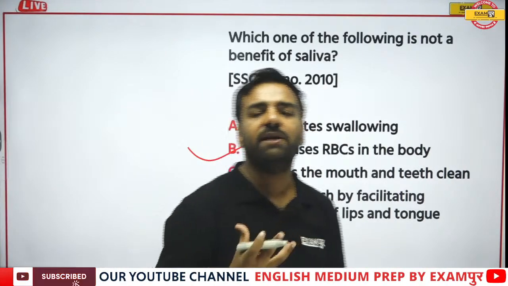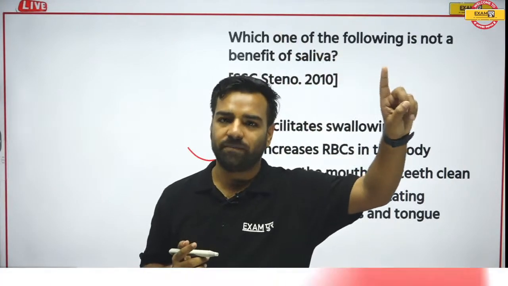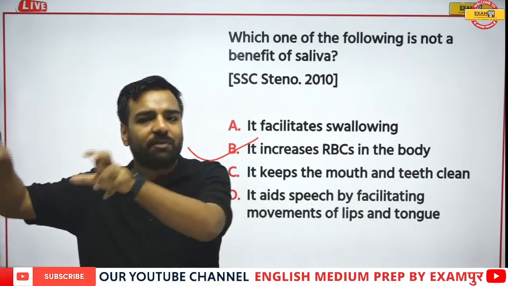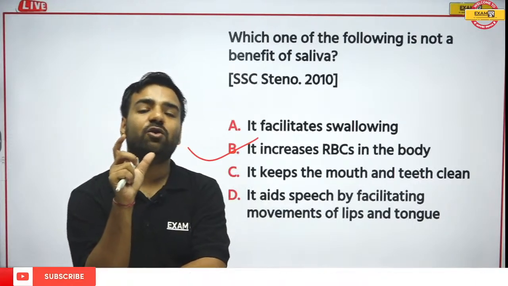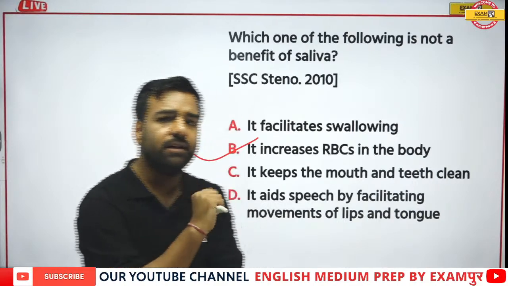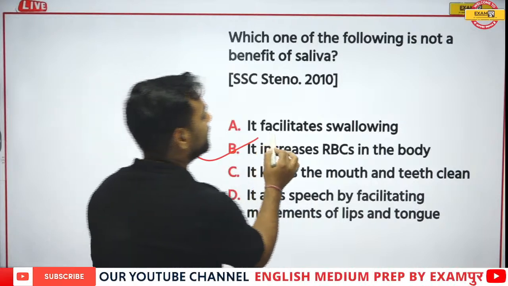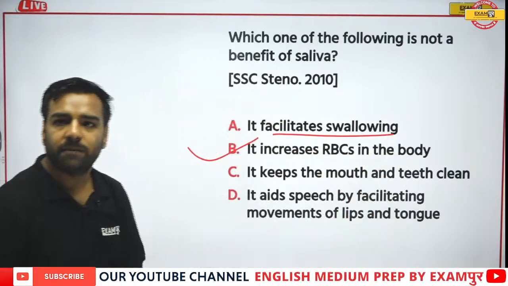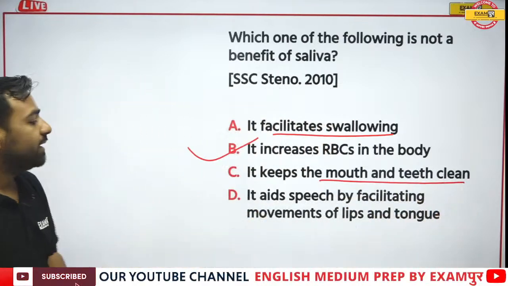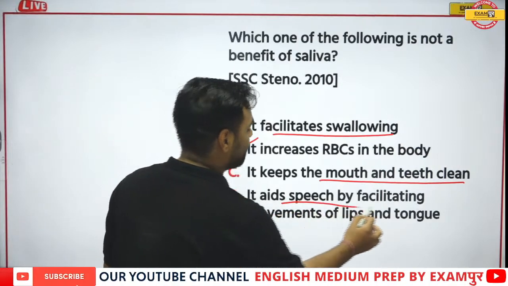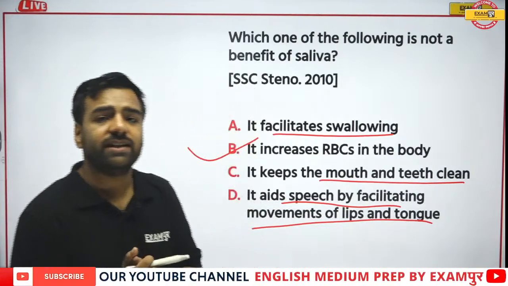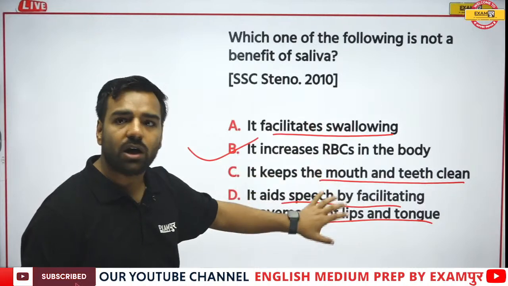If I have saliva in my mouth, my favorite product is dosa. You are all aware that when we eat dosa, if saliva would not be there, it may get stuck in my neck, in the esophagus part. But it doesn't get stuck. Why? Because saliva is helping us in swallowing it. Next point, it keeps the mouth and teeth clean. Then it is helping in speech by facilitating the movements of lips and tongue. That's why these options are true about saliva.